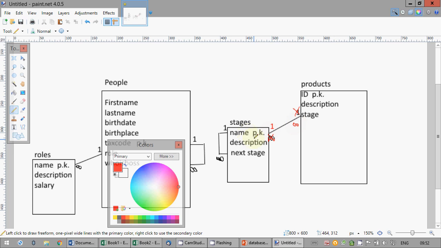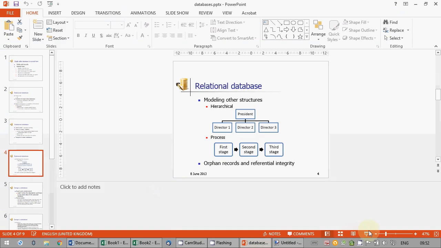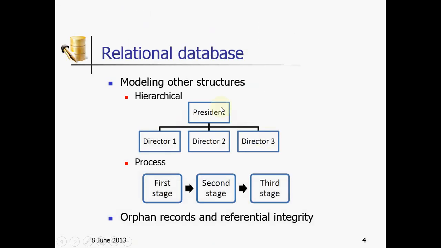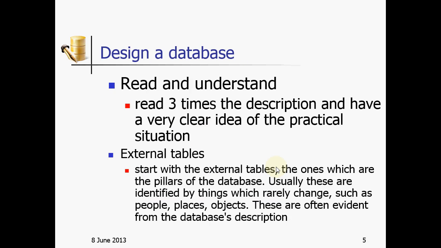It's a primary key, it can never be a many side. Okay, so these two structures are not mimicked by building a table for each level or a table for each stage, but only one table, having the reference at which stage or at which level you are. We have already talked about orphans and referential integrity. Just a final instruction on how to design a database.